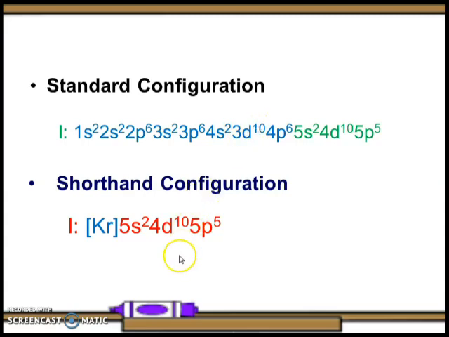In the short notation, you place brackets around the preceding noble gas element followed by the valence shell electron configuration. The periodic table shows that krypton, or Kr, is the previous noble gas listed before iodine. The noble gas configuration encompasses the energy states lower than the valence shell electrons. Therefore, in this case, the electron configuration of krypton is 1s2, 2s2, 2p6, 3s2, 3p6, 4s2, 3d10, and 4p6.